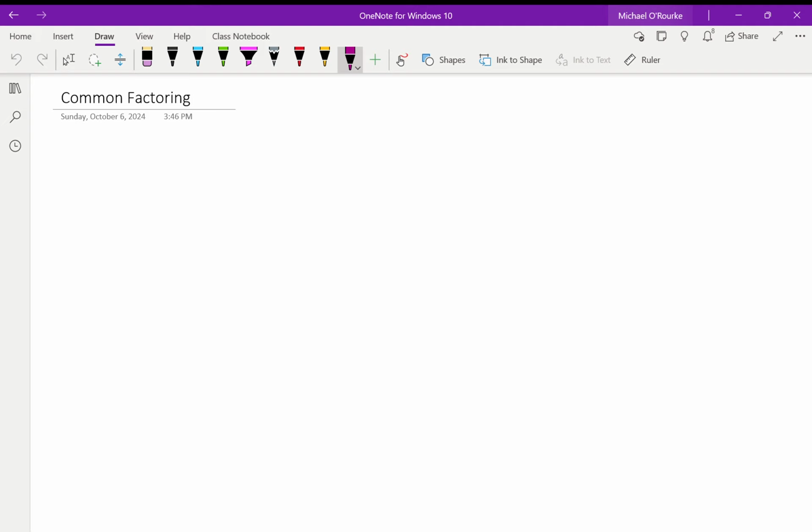Okay, we're going to do a little mini lesson on common factoring. So we're just going to extend what we've been doing the last couple of days. What you've been doing is factoring things like this: x squared plus 10x plus 25, right?